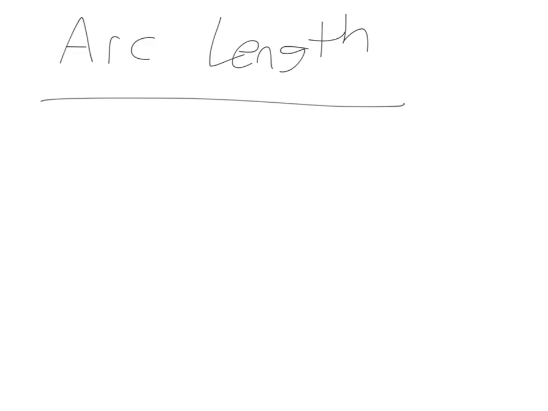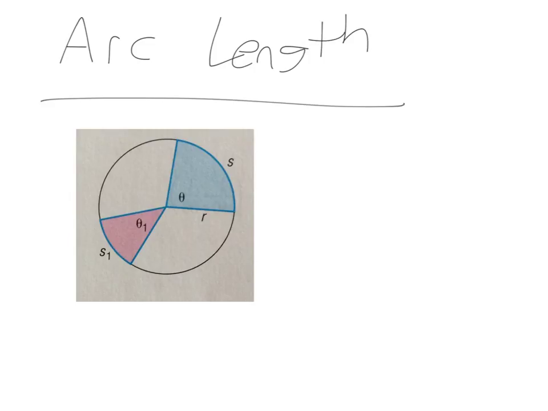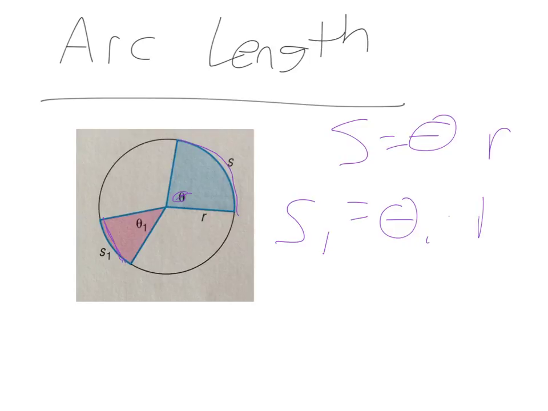Alright, the next thing we're going to talk about is the concept of arc length. If you have this portion of the circumference, let's call it S, it is created by multiplying the measure of the angle by the radius. Likewise here, a second arc called S1 is equal to the angle theta sub 1 times the radius. Remember, your angle must be in radians when using this formula.